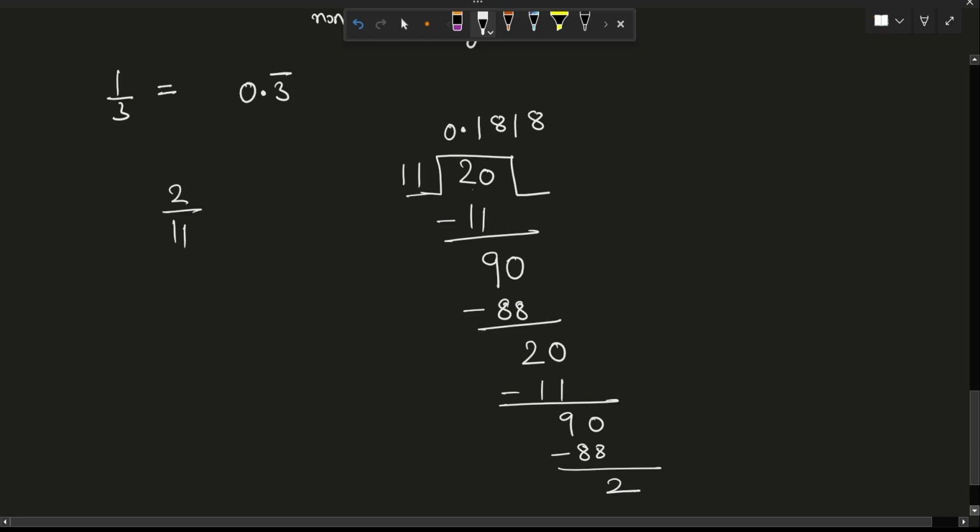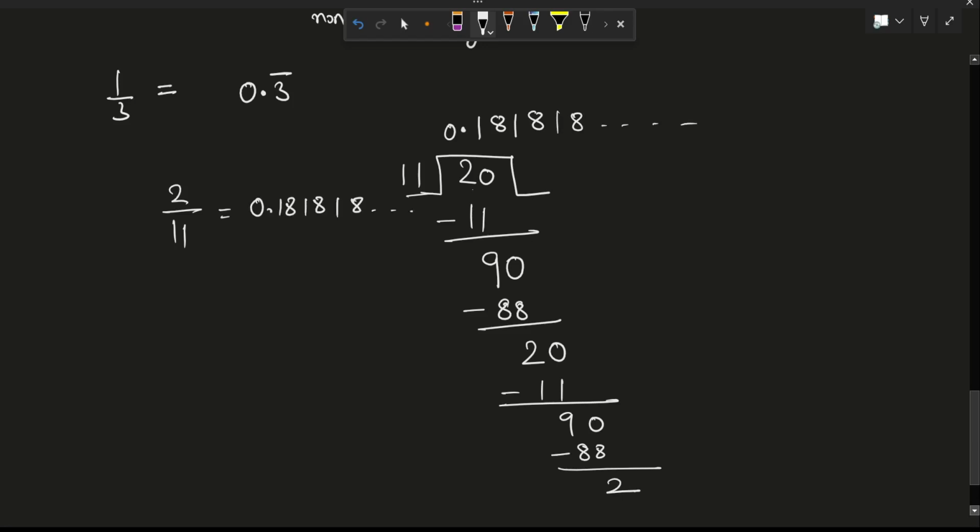So what will you get over here? Again you will get 1 8, same way. So this is becoming 0.181818 and going on. So I can write it as both 1 8 are repeating. I'll put a bar on top of that. So again I got what type of decimal expansion?